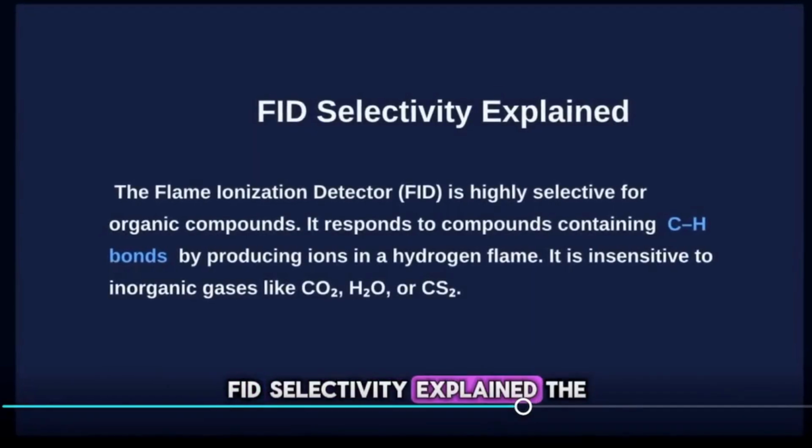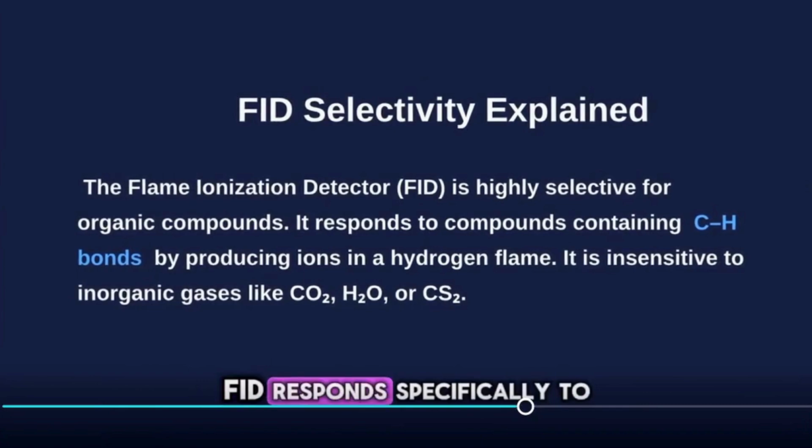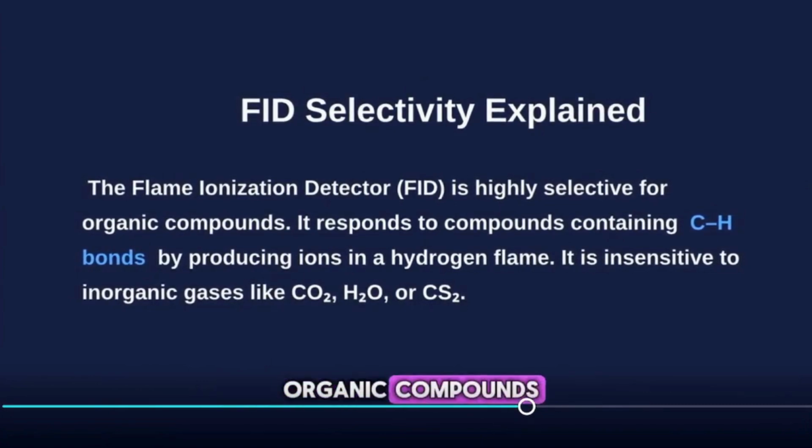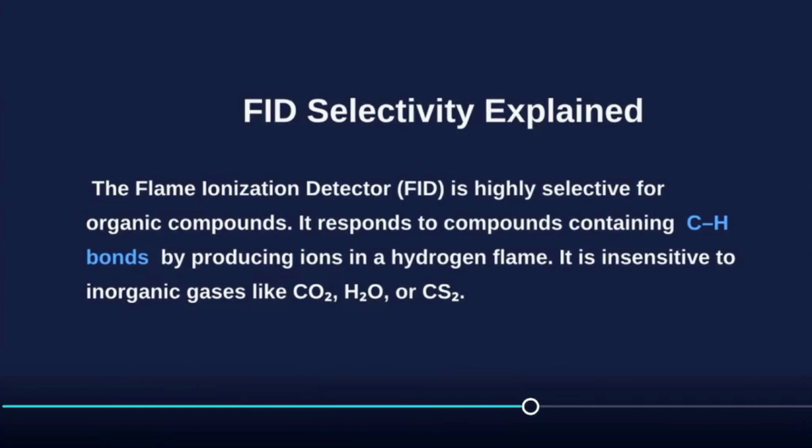FID selectivity explained. The flame ionization detector, FID, responds specifically to organic compounds. It detects carbon-hydrogen bonds by creating ions in a tiny hydrogen flame. It ignores inorganic gases like CO2 or H2O, making it highly selective. If it burns carbon, FID will catch it.